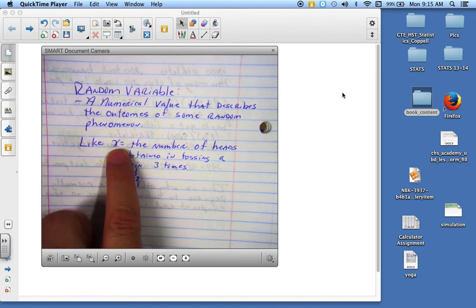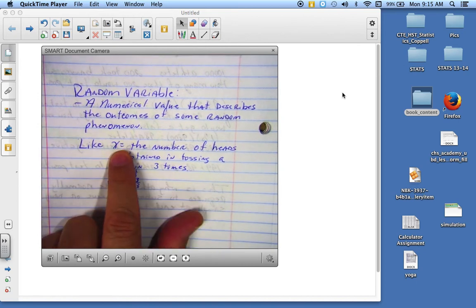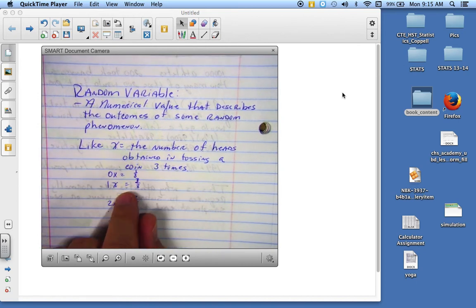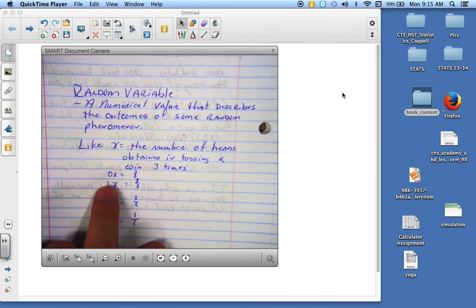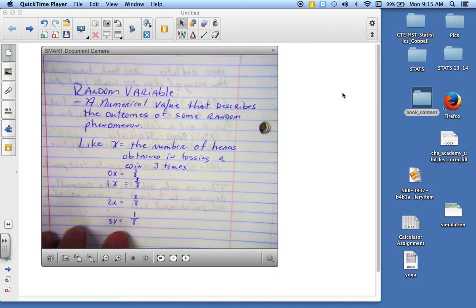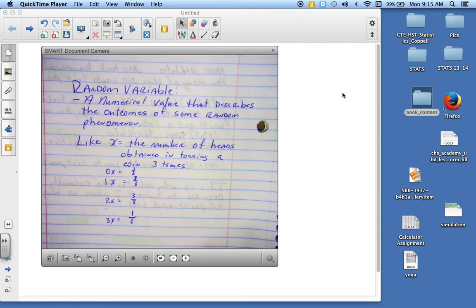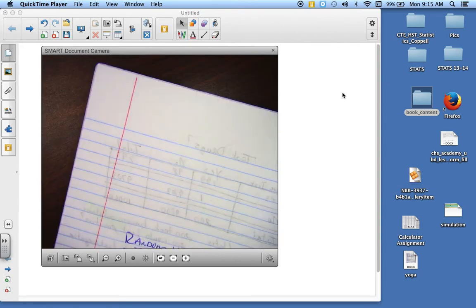Like for instance, x. We're going to let x equal the number of heads obtained in tossing a coin 3 times. If you get 0 heads, it's 1/8. To get 1 head, it's 3/8. 2 heads is 3/8, and 3 heads is 1/8. And that's what a random variable is. And you'll have questions regarding what a random variable is.